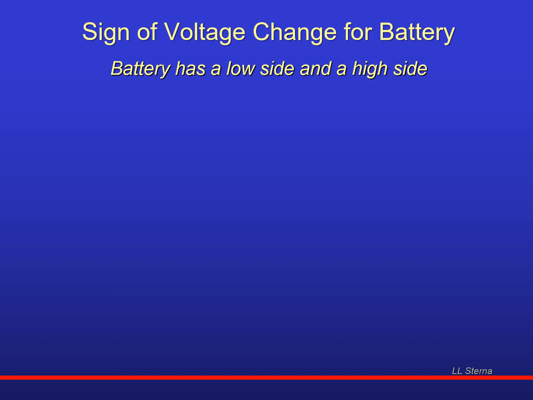Now let's consider the sign of the voltage change for a battery. When I say battery, it could be a DC power supply. They behave the same way. It's just kind of simpler to say battery. The battery or the DC power supply has a low side and a high side.